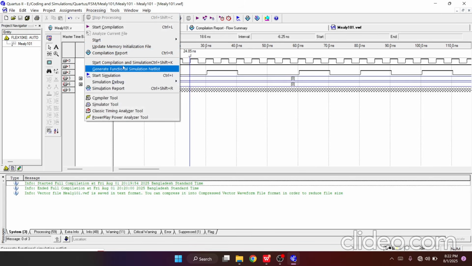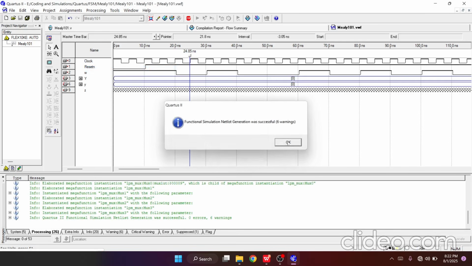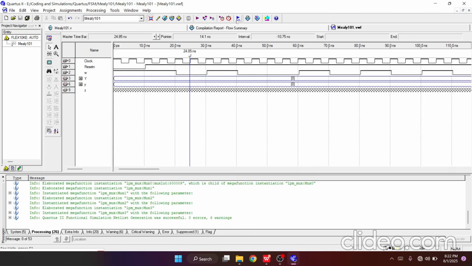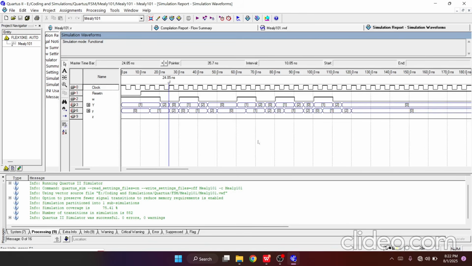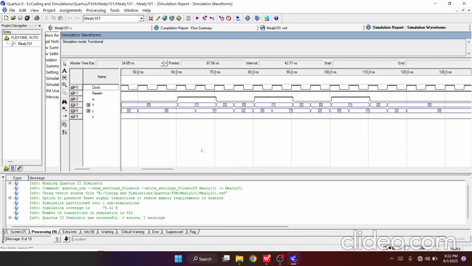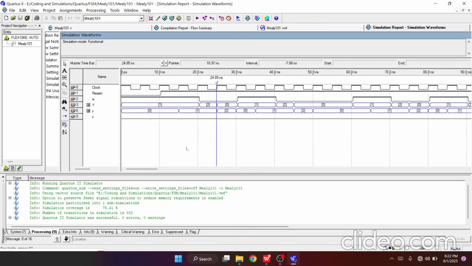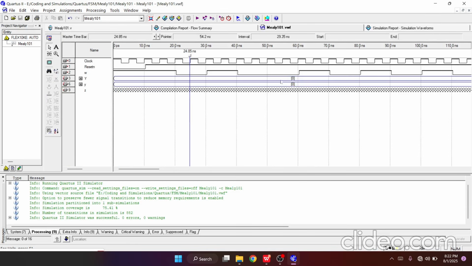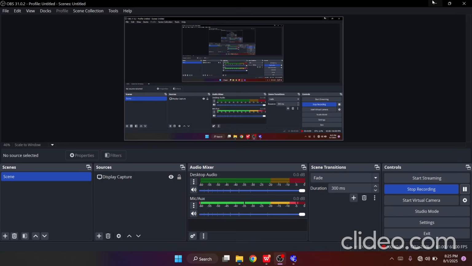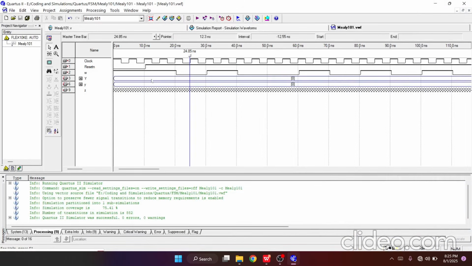Let us generate. Nice. I hope that everything is alright. Oh, what went wrong? Okay, my bad. I have made a mistake here while giving the inputs.